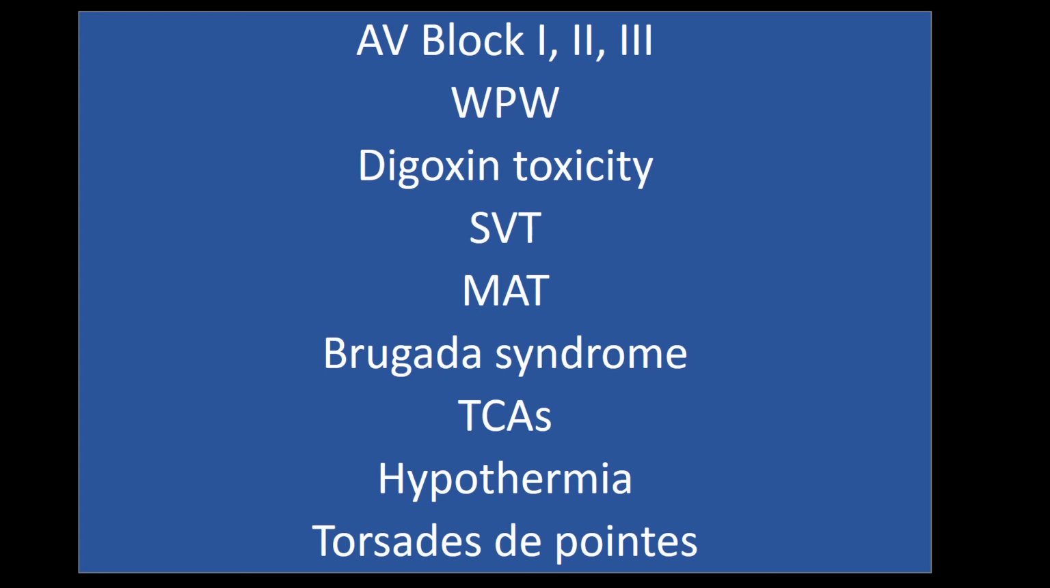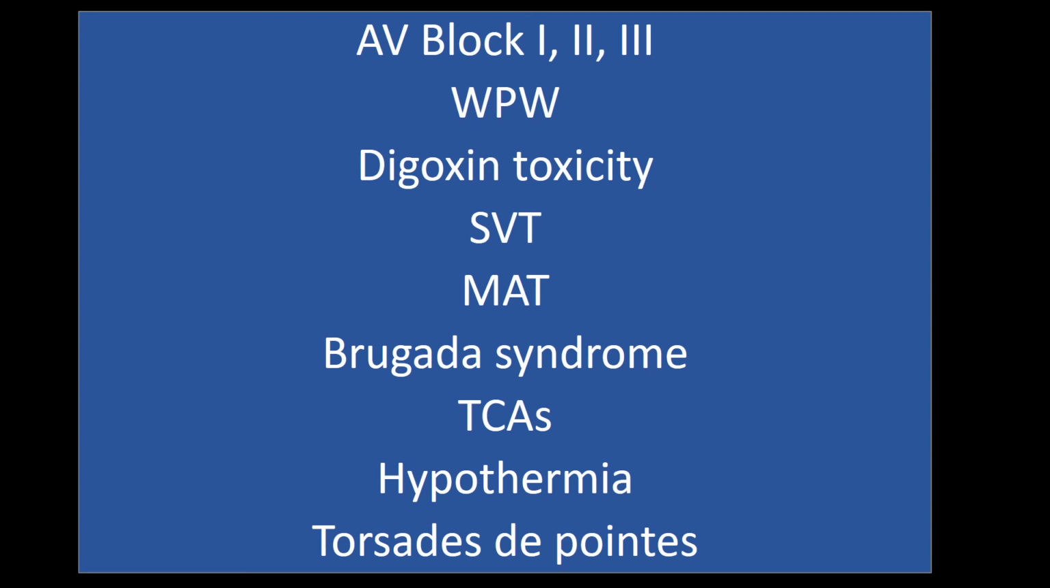Digoxin toxicity can present as 3 different arrhythmias. PVCs are the first sign of toxicity, and then paroxysmal atrial tachycardia, often with a 2-to-1 AV block. Bidirectional VTAC is the third form, and the treatment is DigiFab. Indications include cardiac arrest, life-threatening dysrhythmia, potassium levels greater than 5, ingestion greater than 10 milligrams, or greater than 5 milligrams for kids.